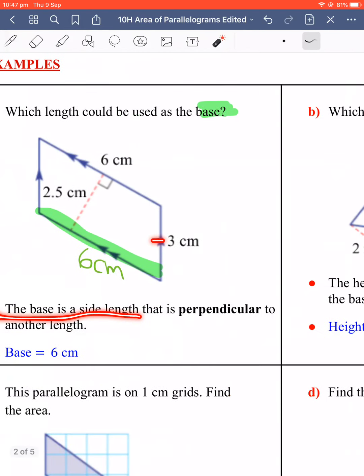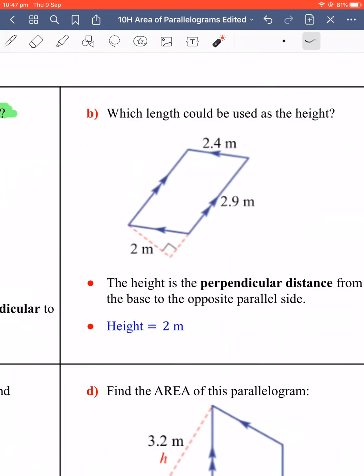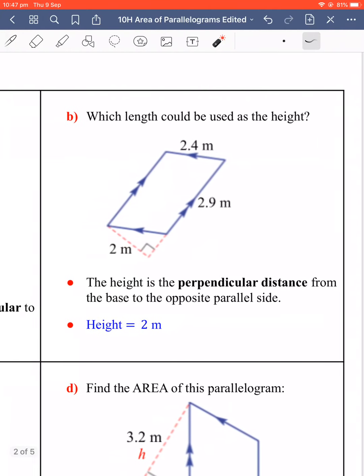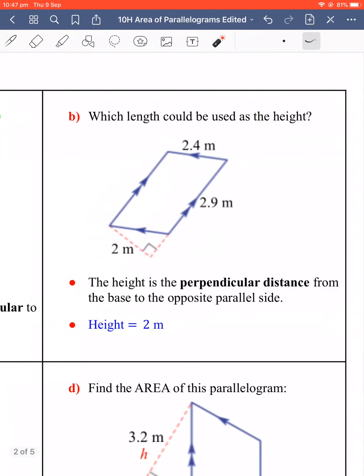Next one, let's move over. Apologies. So, which length? Now we're looking for something that can be used as its height. If we're looking for a height, we're looking for something that is going to go from one set of our lines to another, so from one end to another. The only one that we have is this one here. So this one, 2 meters, is going to be our height.